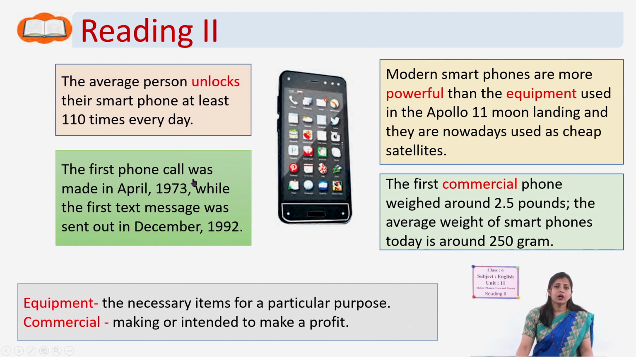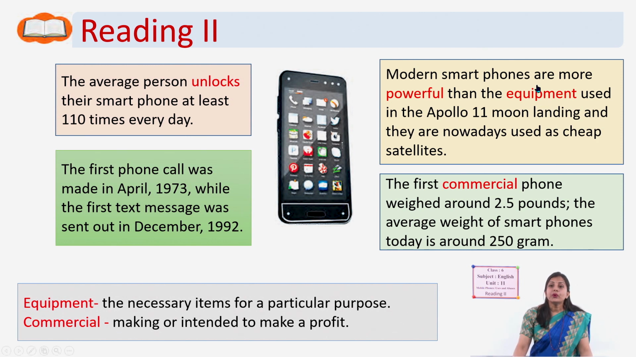The first phone call was made in April 1973, while the first text message was sent out in December 1992. We make phone calls, we send messages. Do you know when this first happened? When it was first started? Well, the phone call was first started in April 1973, and the texting message started in December 1992. Isn't that an amazing fact? We haven't known about it. Means we didn't ever realize to find out about it.